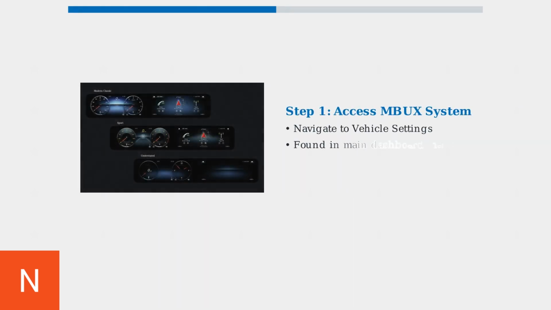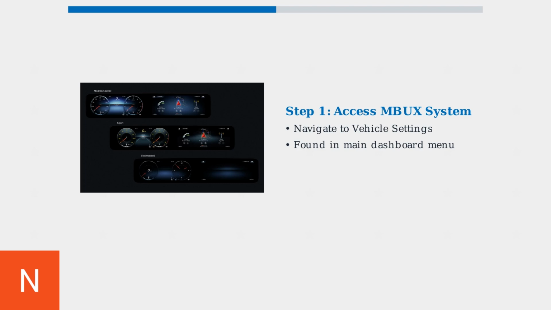Mercedes-Benz vehicles from 2022 onwards, particularly S-Class, E-Class, and AMG models, come equipped with factory-installed door logo projection systems. These premium features can be easily activated through your vehicle's MBUX infotainment system. The first step is accessing your MBUX infotainment system.